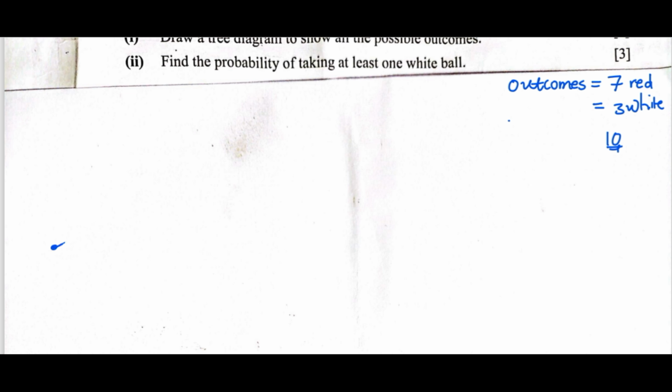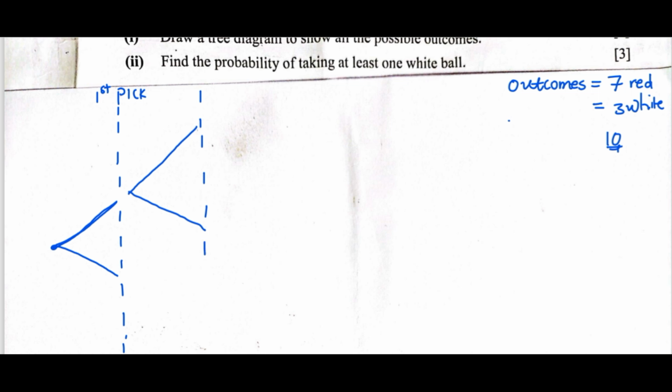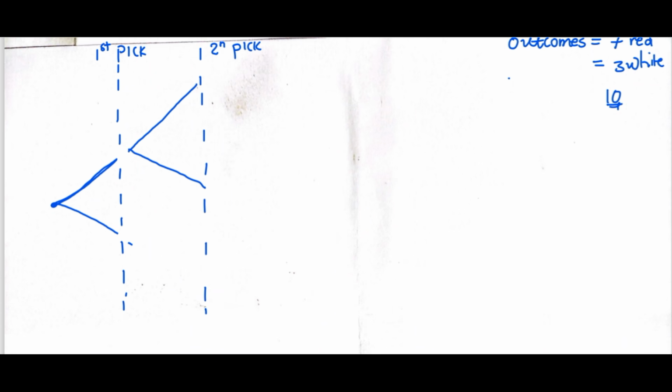This tree diagram will only have 2 branches. Why 2 branches? Because there are only 2 outcomes. So consider this as our first pick. Then we need to draw another with 2 branches, and we'll consider this as our second pick. Even here we are going to have another set of branches with 2 branches.